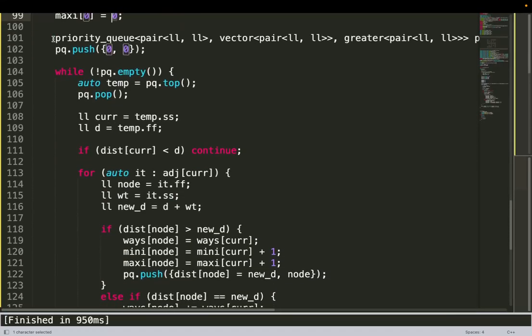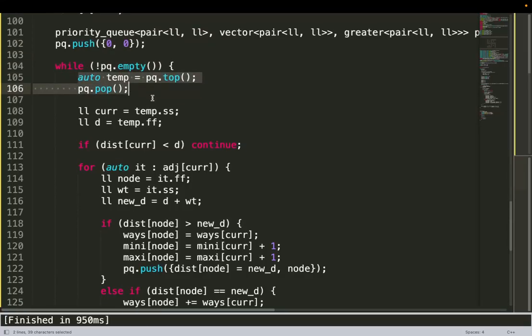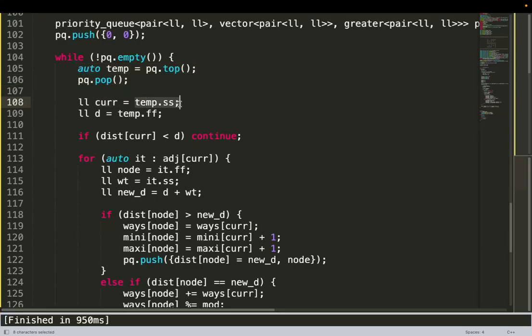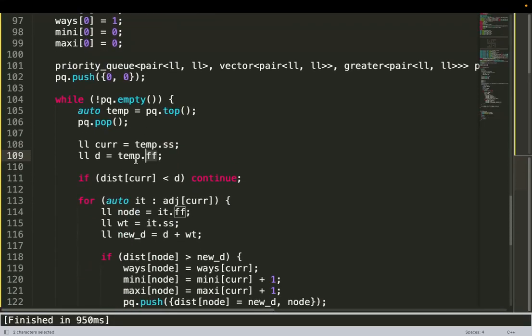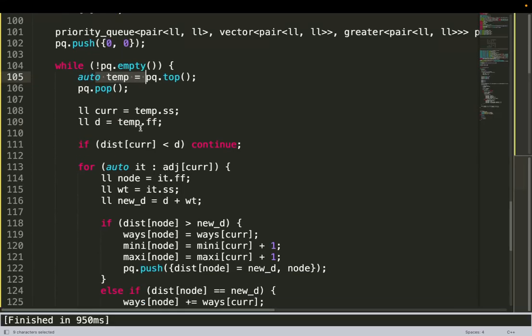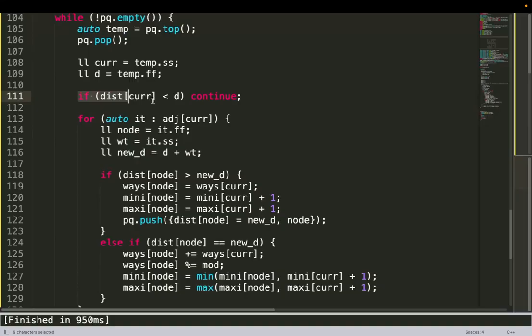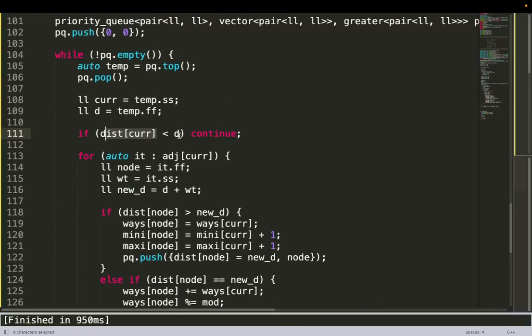Now a simple Dijkstra, constructing a minimum priority queue, pushing the distance comma node, and while the priority queue is not empty, taking the topmost element and popping. The current node is stored in the second value of this temp. This SS means second, I have already defined above, and this FF means first. So my current node is the second value and the current distance to reach this current node is the first value of this temp pair. Now, if the distance of this current node is already lesser than D, I won't process this particular pair, and in that case I simply continue.